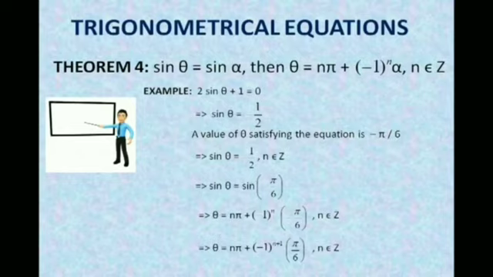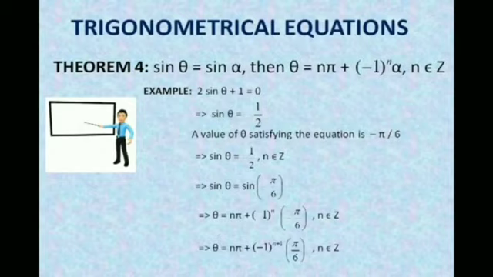So sine theta is sine alpha, theta will be n pi plus minus 1 to the power n into alpha, where n can be any integral value. Here, as a particular example, I am taking 2 sine theta plus 1 is equal to 0. So sine theta is coming out to be minus 1 by 2. But firstly, we have to find the principal value where sine theta is minus 1 by 2.